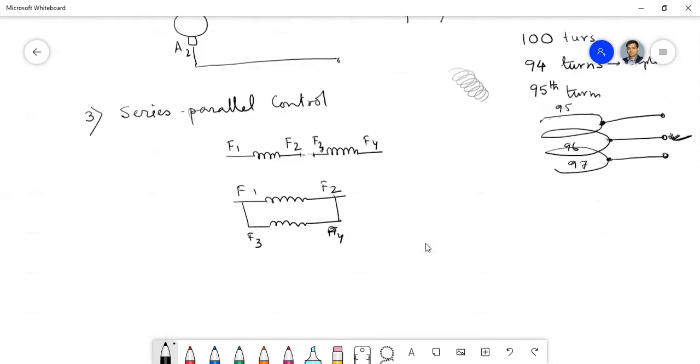Can you tell me how, by this combination, one in series and another in parallel, the field flux will change? This is called the series parallel field control.